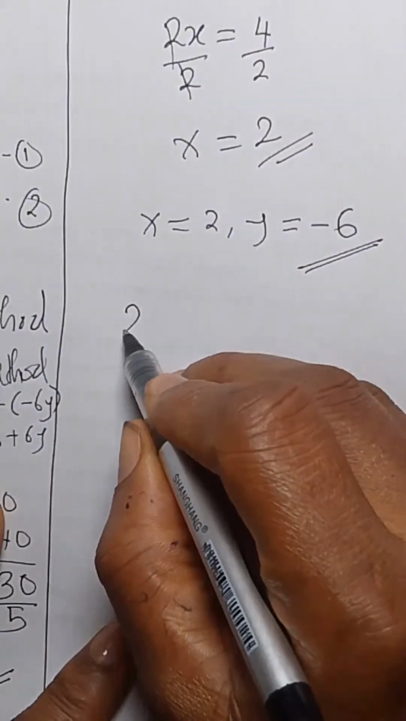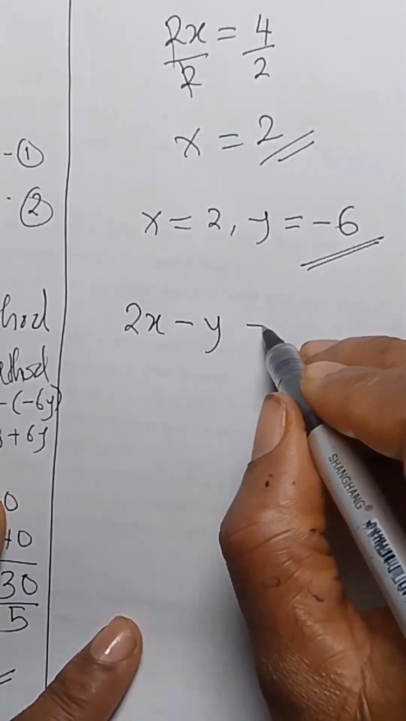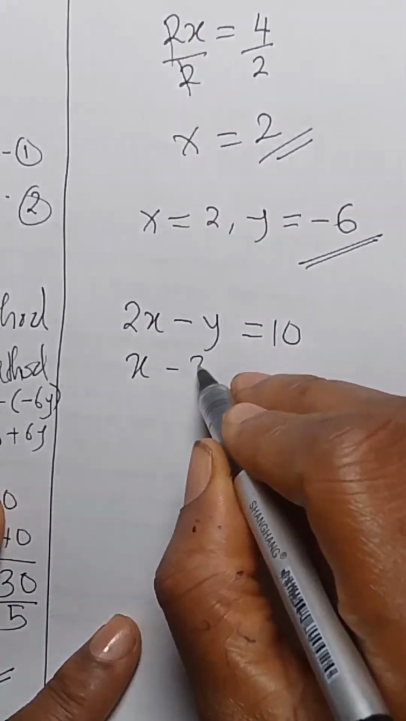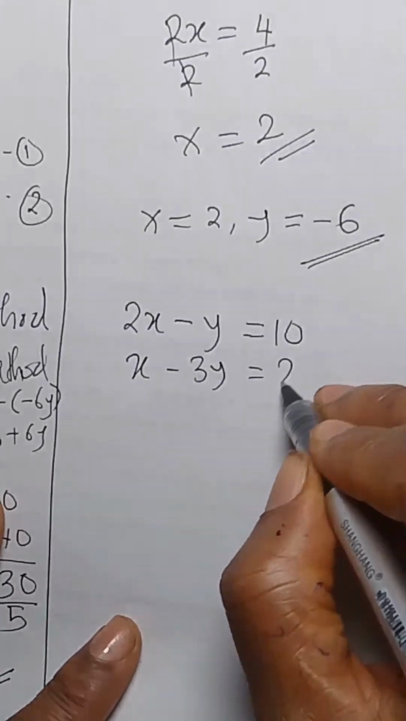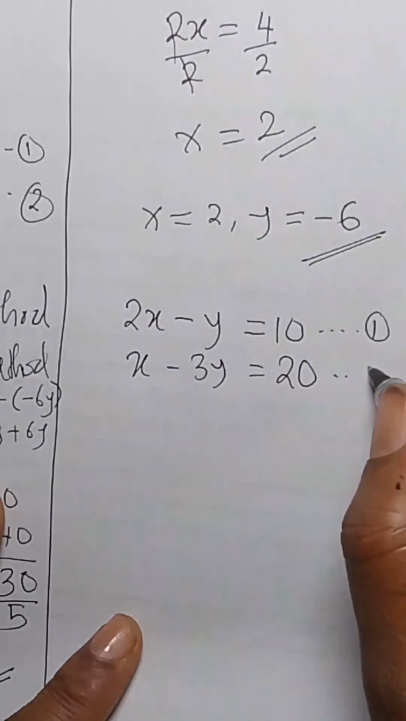So we are going to solve the same question. This was the question we solved, and we arrived at this answer you're looking at. We solved it using the elimination method. Now we are going to solve it using the substitution method. So this is our equation 1. This is our equation 2.